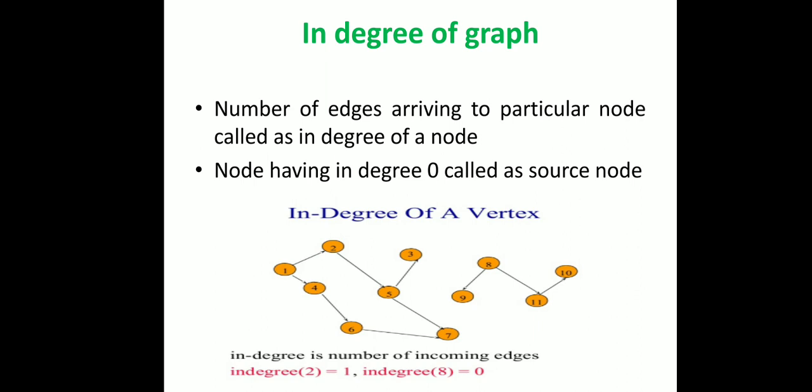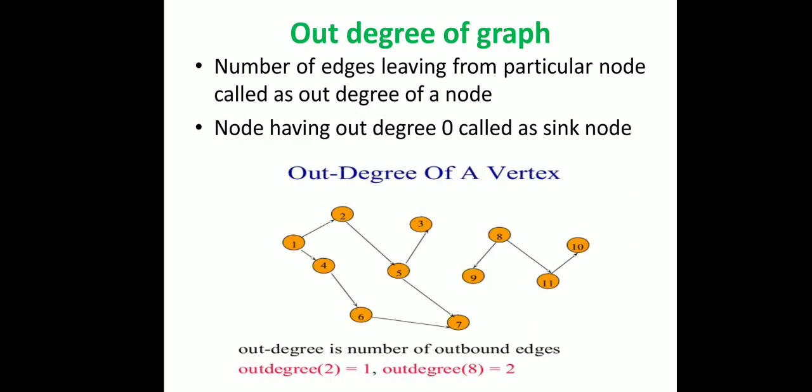Means the graph which has a node on which no edge is coming, then that is called a source node. So in this example, in degree of node 2 is equal to 1. How? Because only one edge is coming from node 1. In degree of node 8 is 0 because number of edges coming to node 8 is 0.